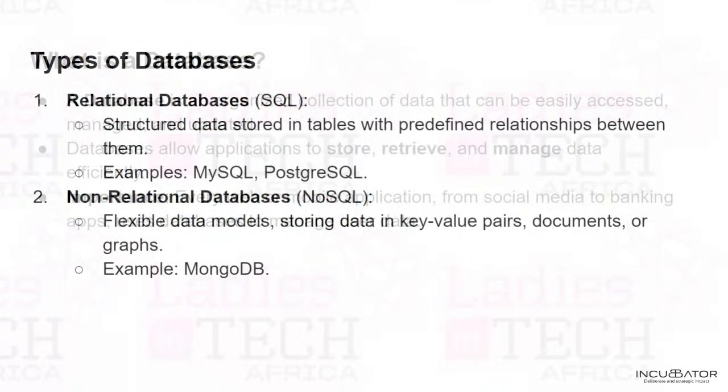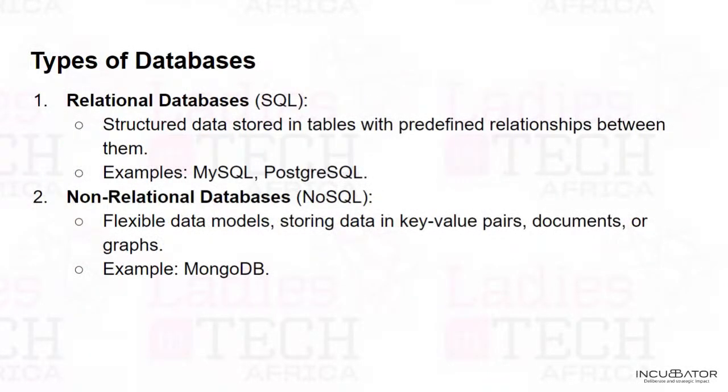All right, so we have types of databases. We have the relational database, which is SQL, like we all said. We have the non-relational database, which is NoSQL. SQL is a structured query language, with structured data stored in tables with predefined relationships between them. When you say something is relational, it means the data are all related to each other. Don't worry, I'm going to be discussing them as we move on.